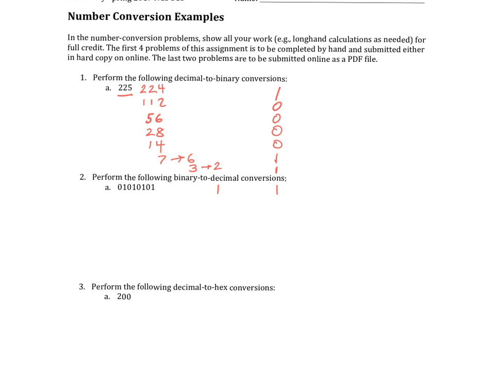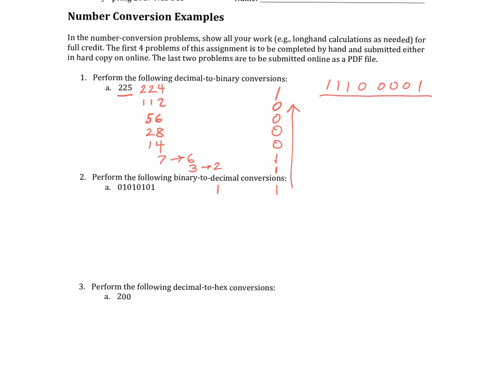And now what we do is we take all these zeros and ones that we've created and put them in reverse order, so that we have a 1, 1, 1, 0, 0, 0, 0, 1. Okay, 4 zeros and then that last one. So we're going to take them in reverse order. And now this is our binary representation of 225.